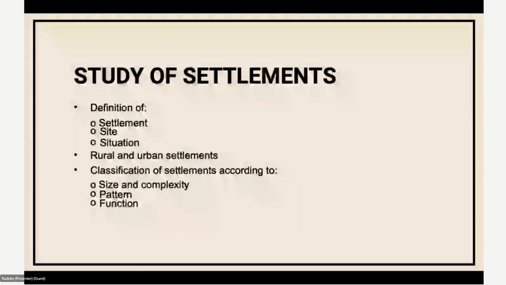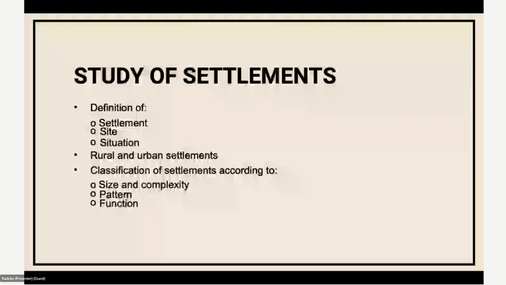And then the second concept that might also, when you start introducing the settlement, you can also explain to your learners what is the site and also what is the situation, which is very important. So that means every time when you start with a topic, you must make sure that your learners are familiar with the concepts of that particular topic. Colleagues, we are going to deal with rural and urban settlement.